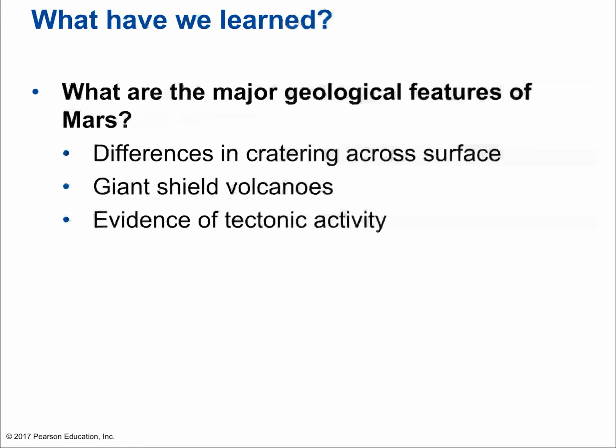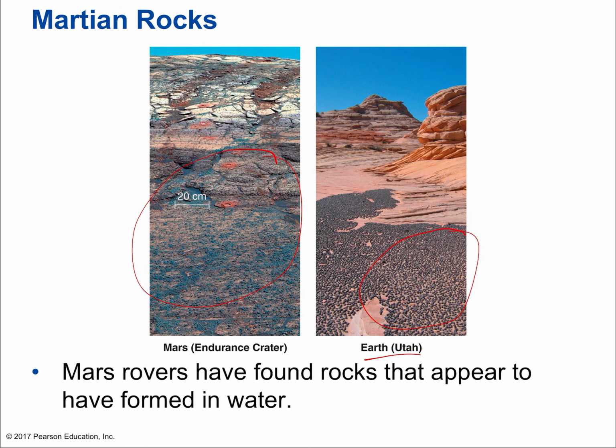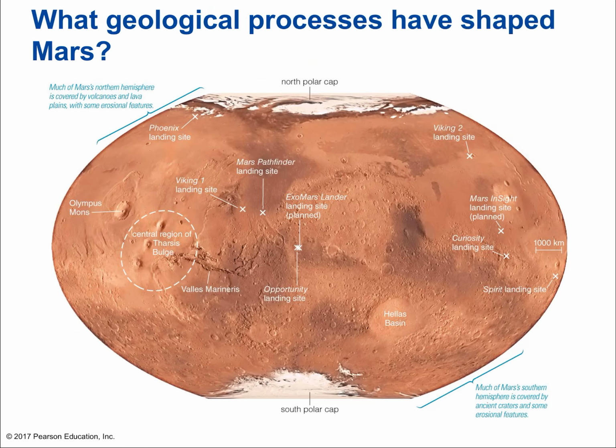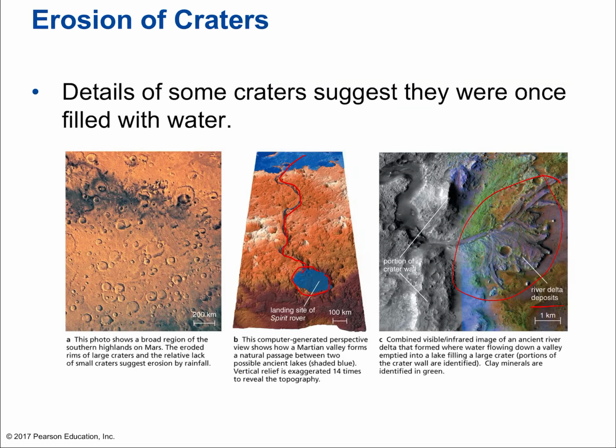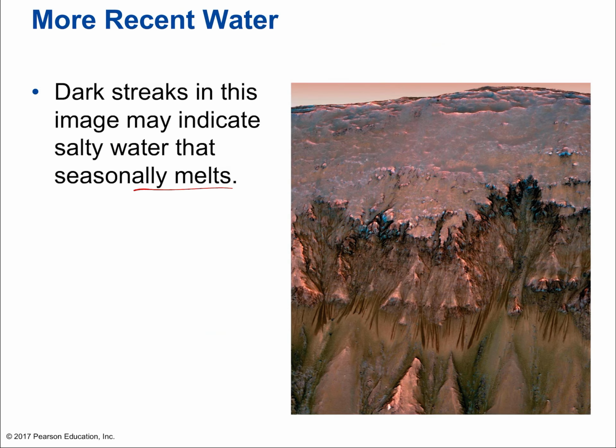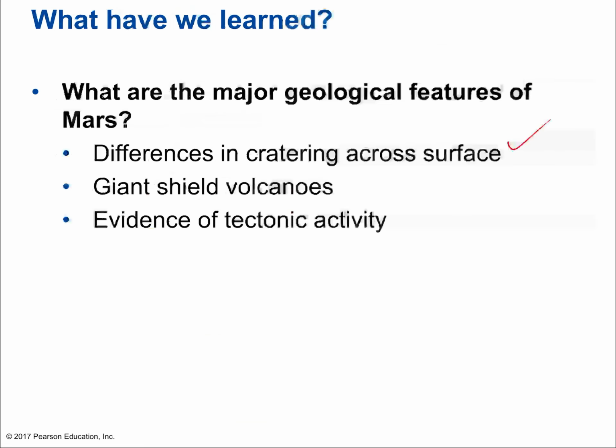So what have we learned? What are the major geological features of Mars? Well, variation in cratering. Why is that? Well, because if water once flowed, water would have eroded cratering in significant sections. Perhaps those big smooth sections of Mars were once oceans, okay? Furthermore, there's wind on Mars, so there's wind erosion that can, on a lesser scale, eliminate craters over time. And furthermore, there's a lot of volcanism, okay? So all that would create differences in cratering across the surface.